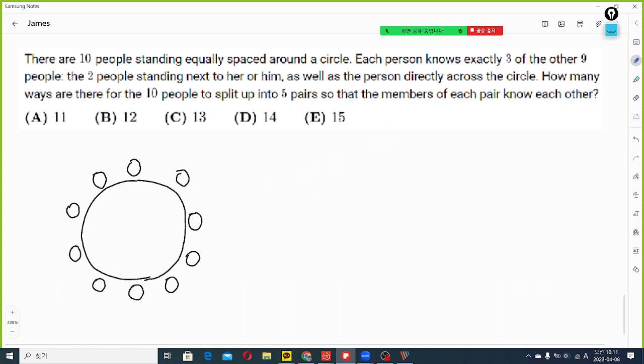So if we don't make any diagonal pair, we can just make the pairs with the neighboring person. So these types of pairs are possible if we want to make 5 pairs with the people knowing each other.